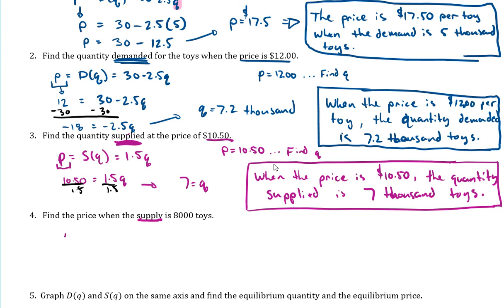All right, so they're telling us use the supply function again. So P equals S of Q equals 1.5Q. They're saying find the price. Okay, so that means we have P left blank for now. You can kind of skip over the middle. They're saying we have 8,000 toys.